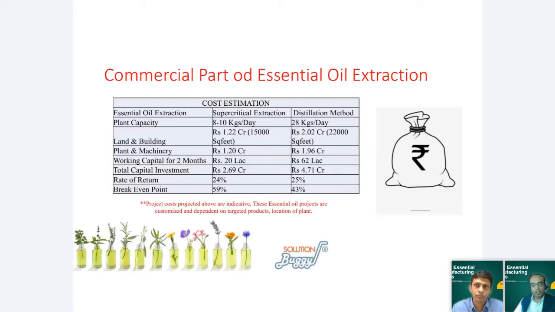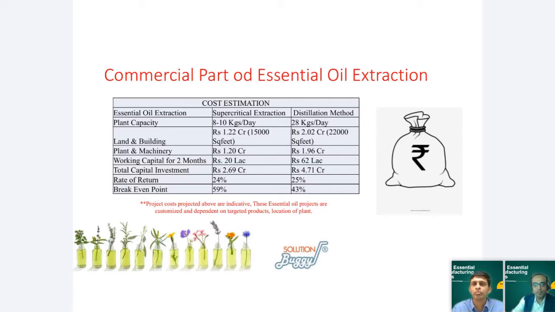The distillation method will give you 28 to 30 kgs a day. The plant cost will be around 2.2 cr, and requires 22,000 square feet of land. Plant and machinery will be 1.96 cr. Working capital of 2 months for the distillation method will be around 62 lakh, because in the distillation method, mass raw material purchase is usual. So working capital is higher, and total capital investment is around 4.71 cr.